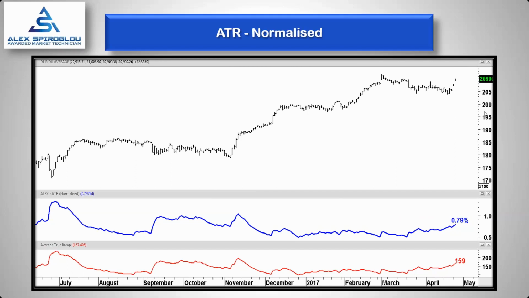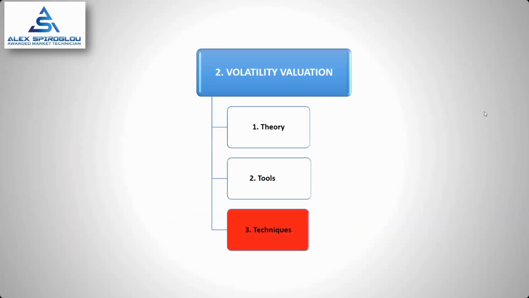So you can normalize the volatility for something like Bitcoin versus the Canadian dollar, or versus the Australian dollar. It really doesn't matter. So we normalize that, and we go from theory to tools to techniques.